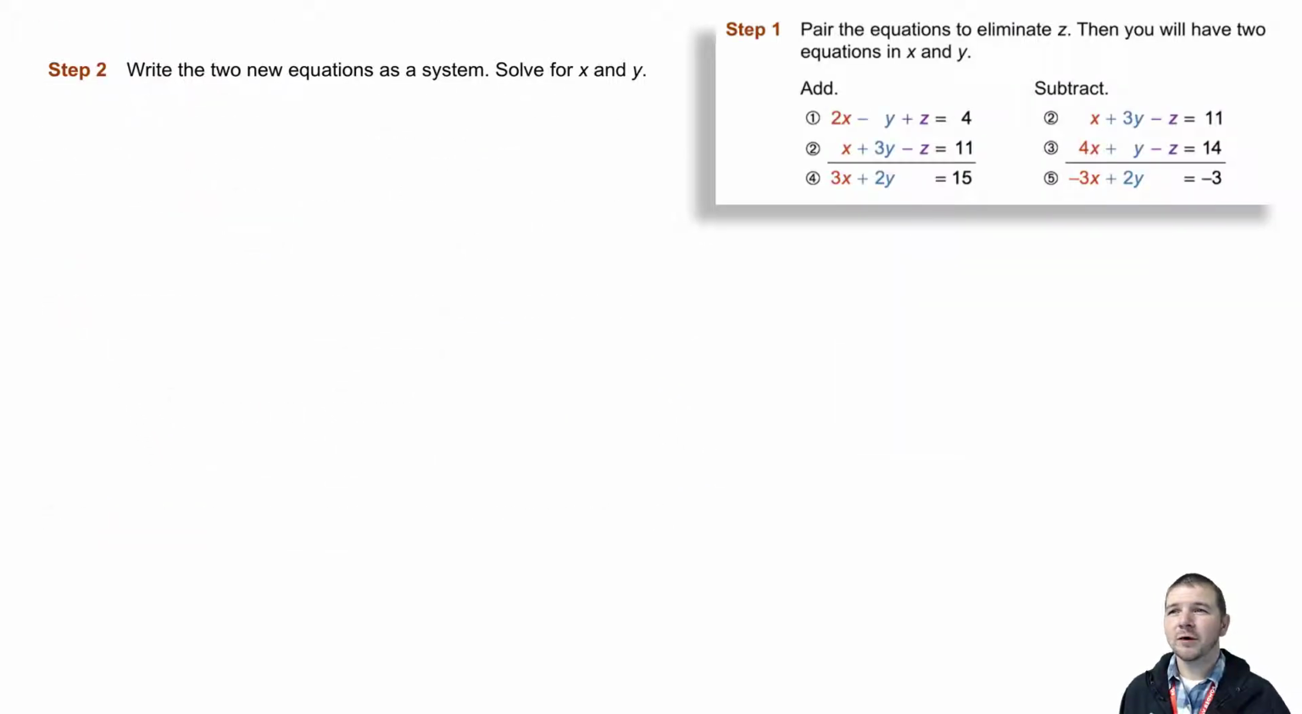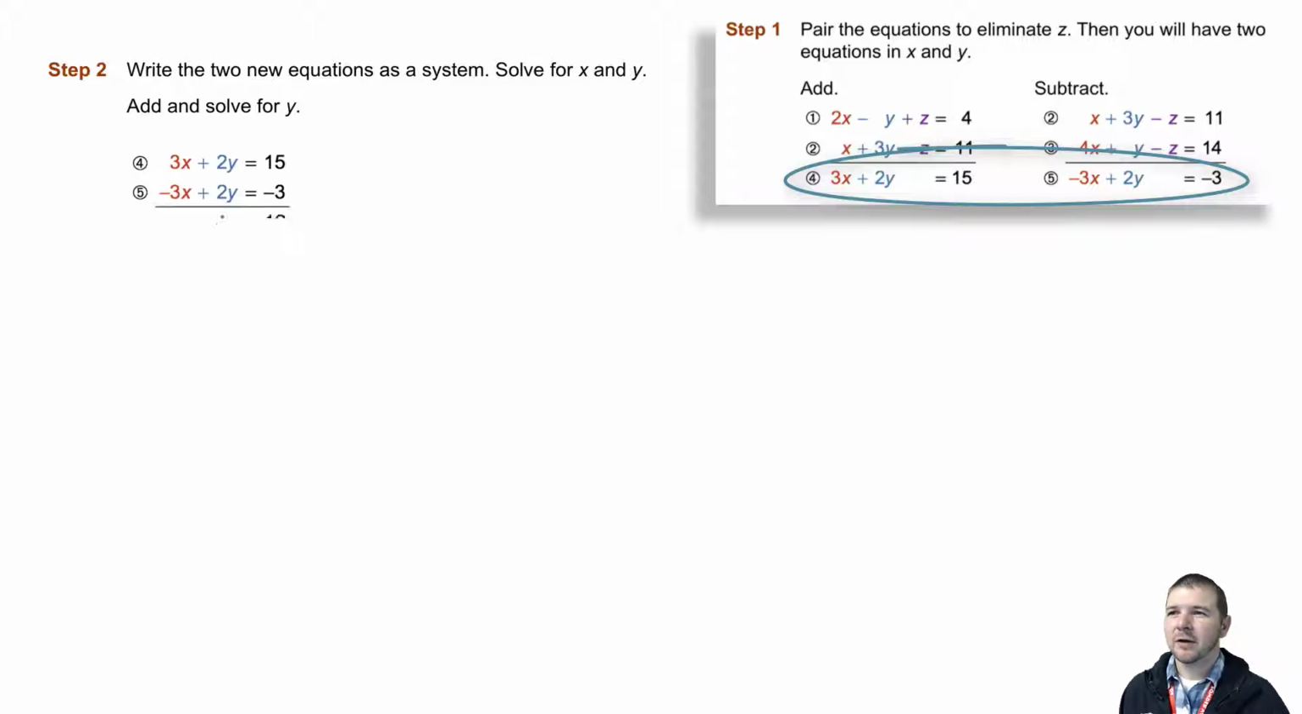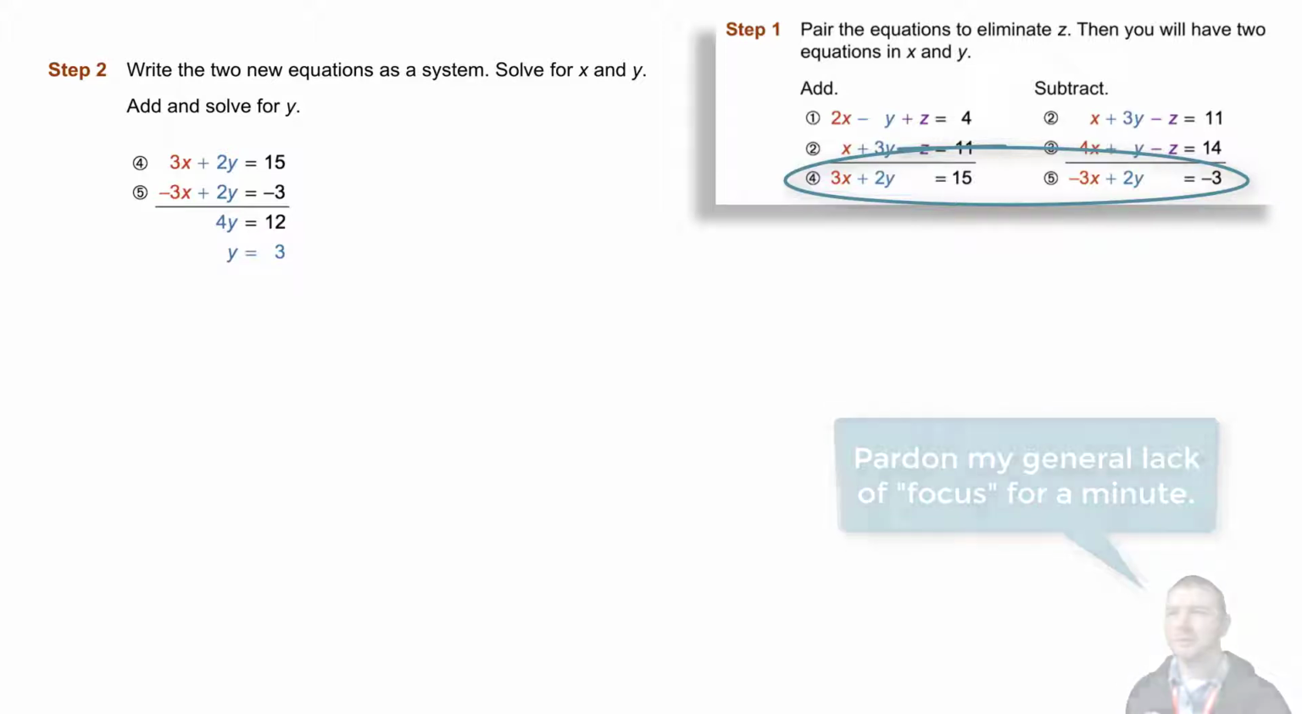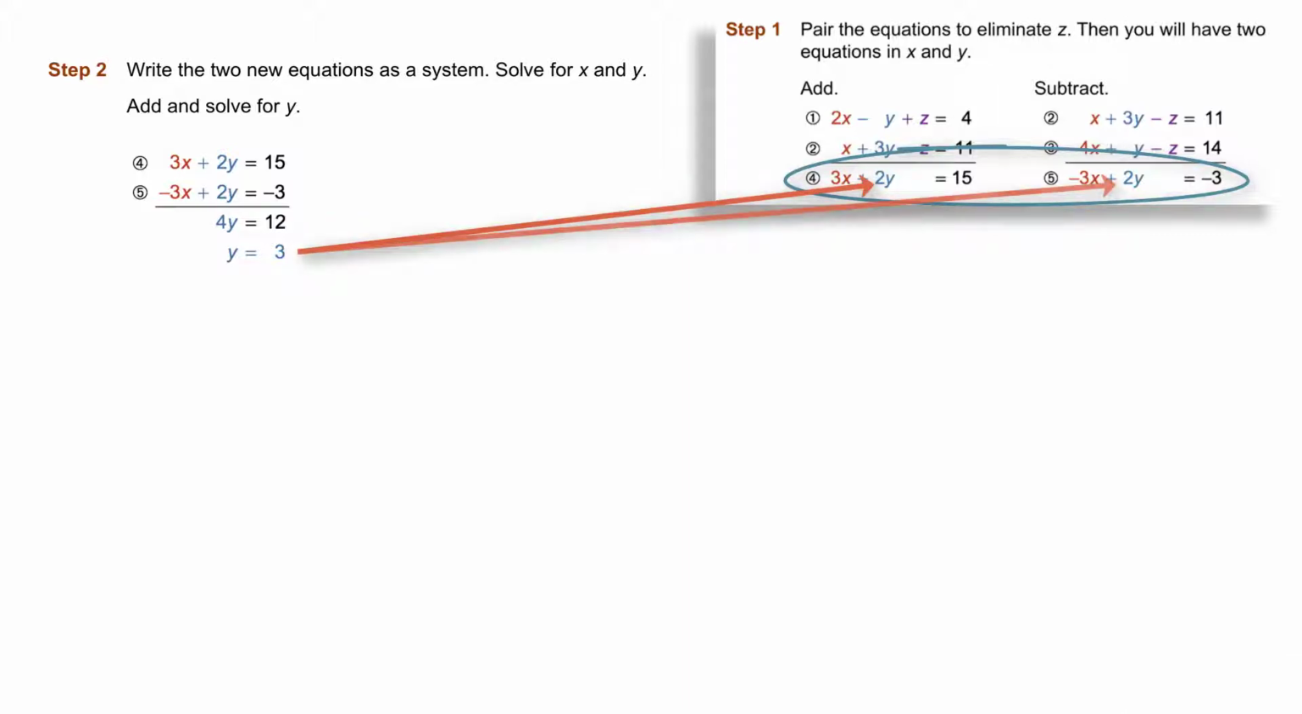Step 2, we'll write the new equations we just created as their own system, and then we'll solve for x and y. First, we notice we can add the equations to solve for y by eliminating the x's. Equations 4 plus 5 leads us to 4y equals 12, so y equals 3. And now that we know y equals 3, we can substitute that into either of our new equations that have only x and y and use that to solve for x.